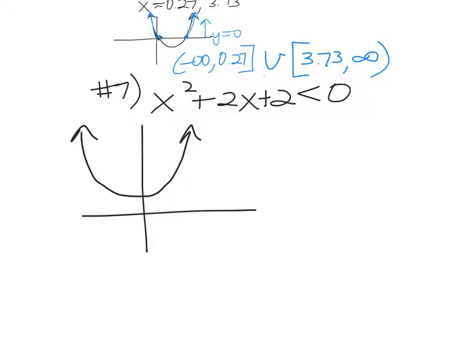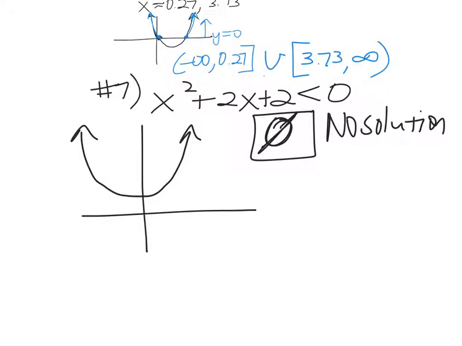So where's this graph less than 0? It's not. So my answer to this would be no solution. You can draw a circle with a line through it. You can actually write the words no solution.